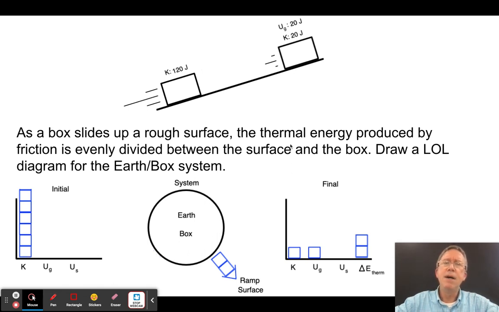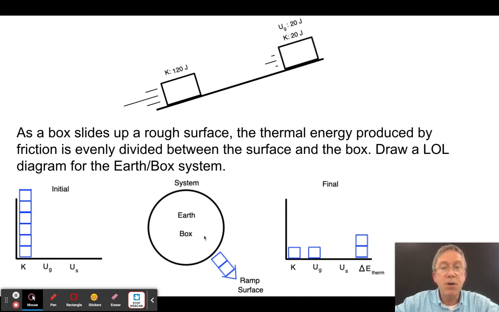Now, I notice at the end, I only have 20 joules of kinetic and only 20 joules of potential. That's only 40 joules. So how many joules did I lose? Well, if I had 120 to start with, and I've only got 40 of them left, that means I lost 80 joules. And I was told that half of them were distributed into the box and half of them into the surface.